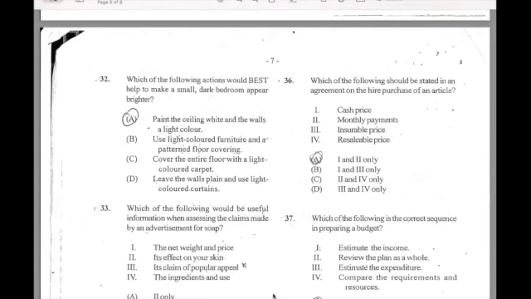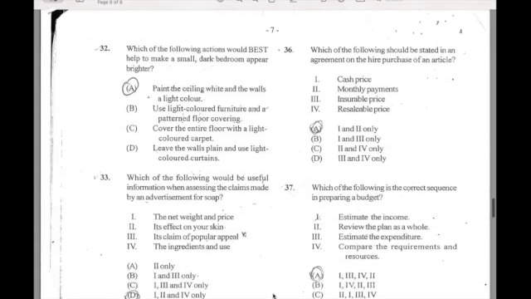36. Which of the following should be stated in an agreement on a hire purchase of an article? And they gave us some options: cash price, monthly payment, insurable price, resaleable price. So if your answer is A and B, that's 1 and 2, so your answer should be A, then you are correct.